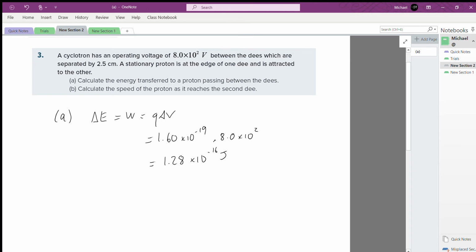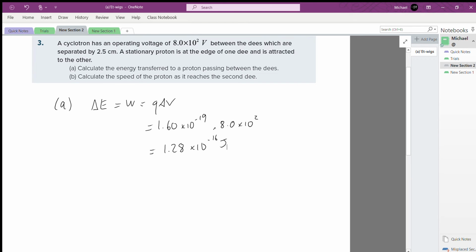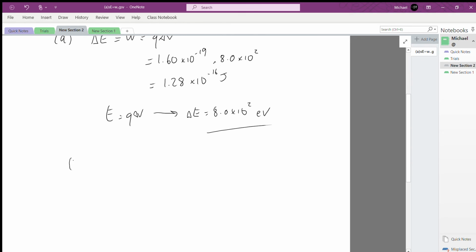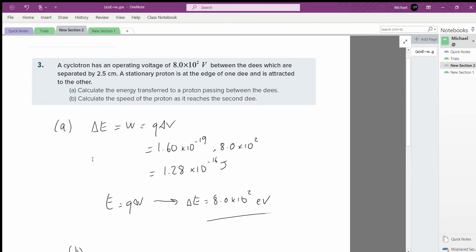Alternatively, we can look at this and understand that since it's 800 volts between the Ds and the charge of a proton is the same as the charge of an electron, we know that E is Q delta V, same relationship as before, but in terms of electron volts. Because the proton has the same charge as an electron, just of different sign, the change in energy is just going to be 8 times 10 to the power of 2 electron volts. So it's a nice easy way of doing it, just using different units, but we'll need the first value anyway for part B, where we're calculating the speed of the proton as it reaches the second D.